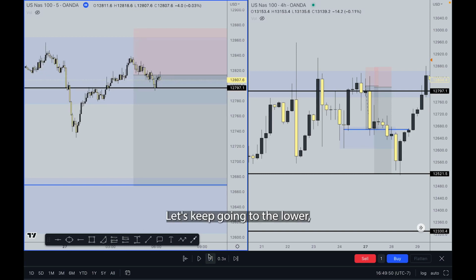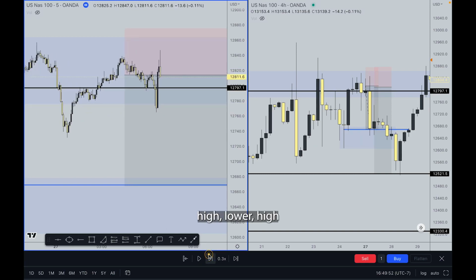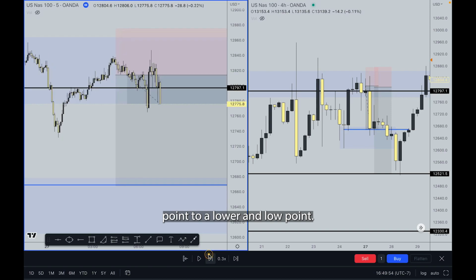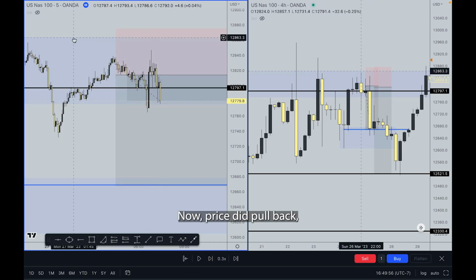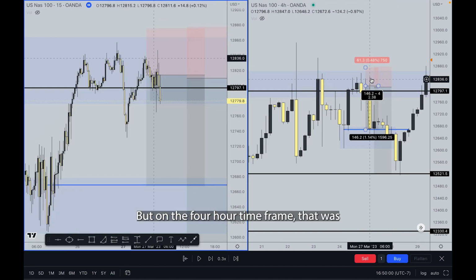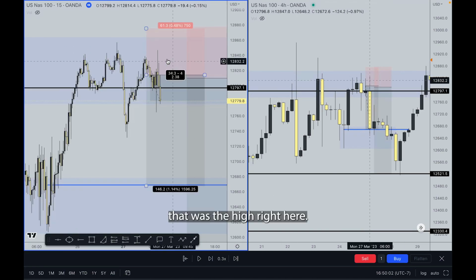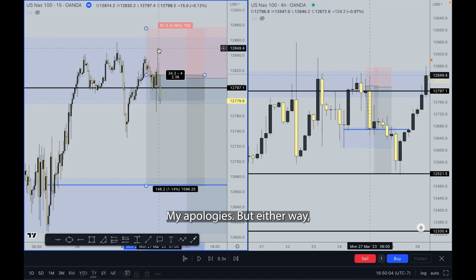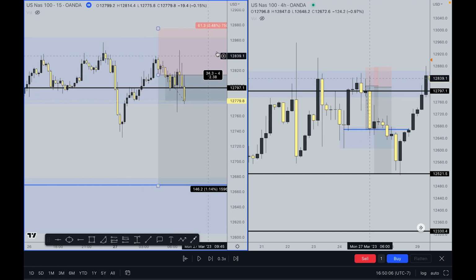So now let's keep going. Another lower high point to a lower low point. Now price did pull back, but that's what happens sometimes. But on the 4-hour time frame, that was the high right here. That was a 4-hour candle high, my apologies. But either way, you would have had a little bit of drawdown, which is okay.